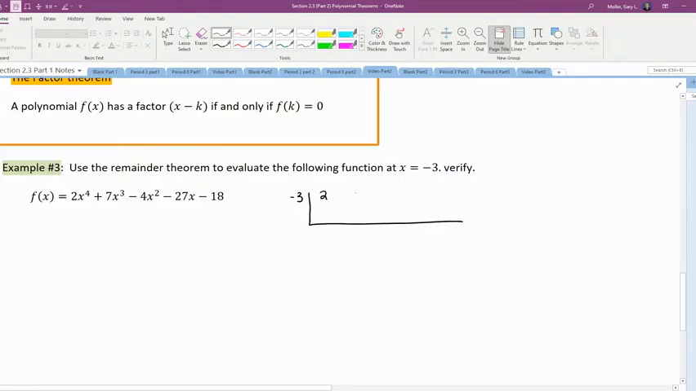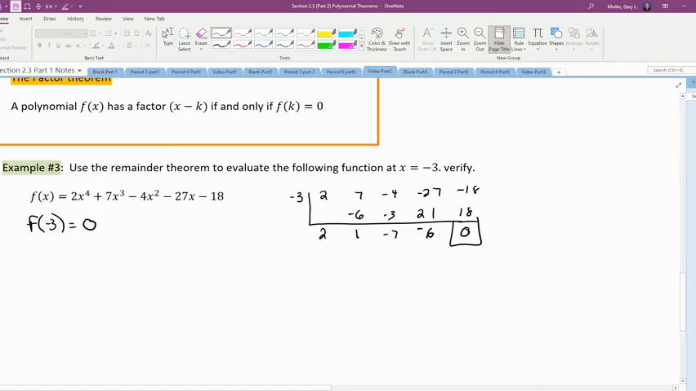2, 7, negative 4, negative 27, negative 18. Bring down the 2. I get negative 6. I get 1. I get negative 3. I get negative 7. I get 21. I get 6. That's negative. I get positive 18. I get 0. All right. So the remainder is 0, which tells me f of negative 3 equals 0.